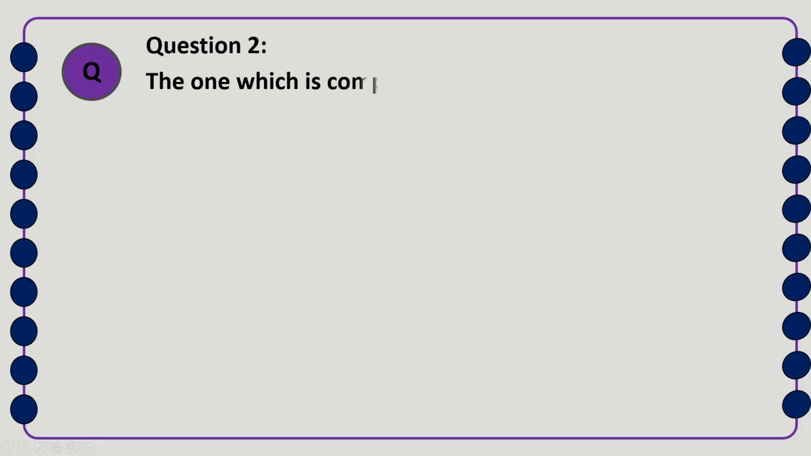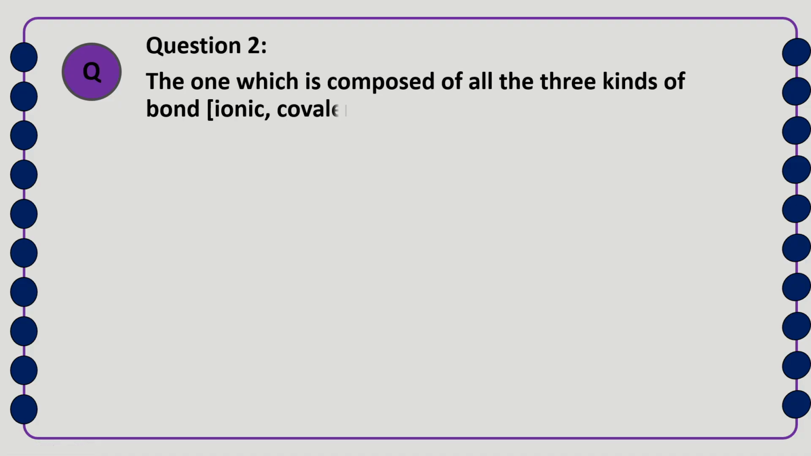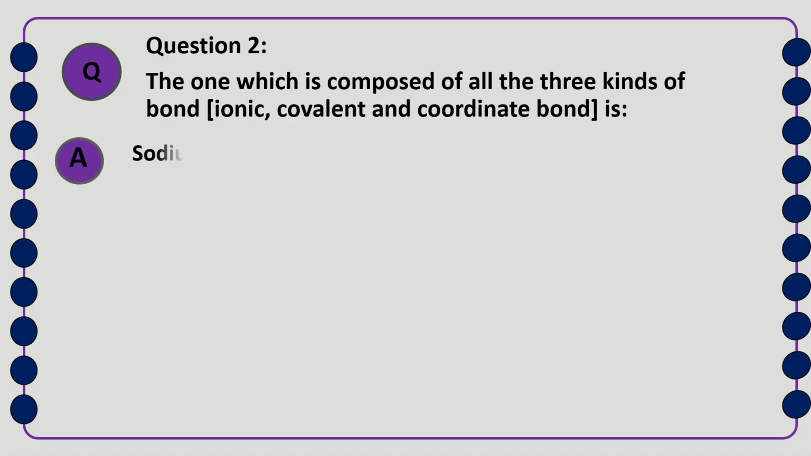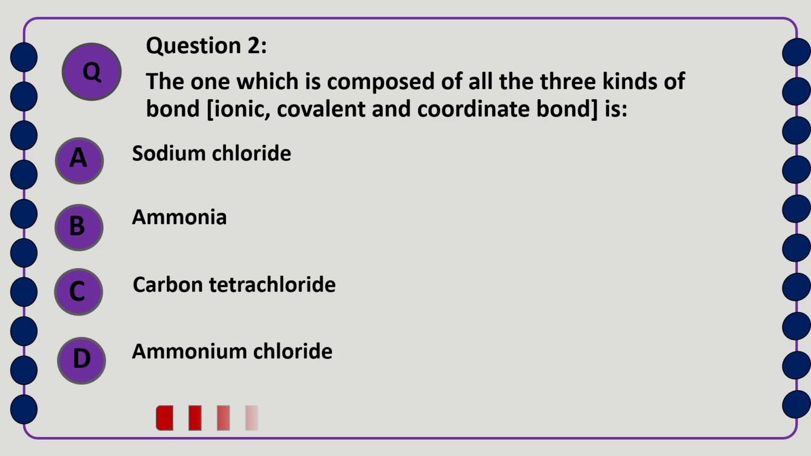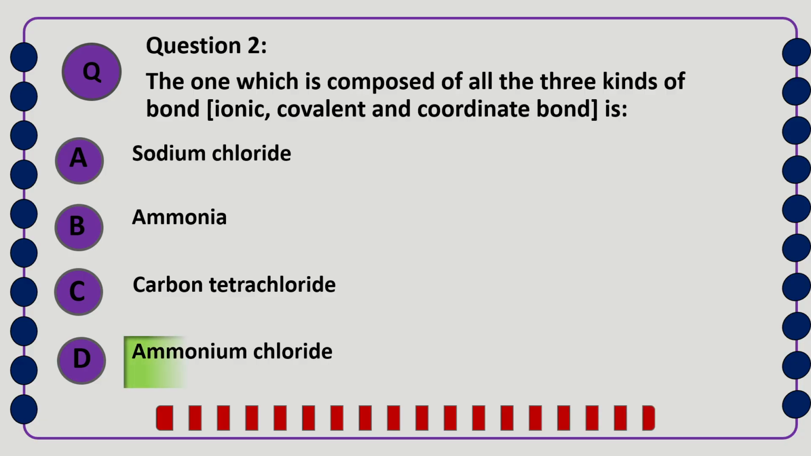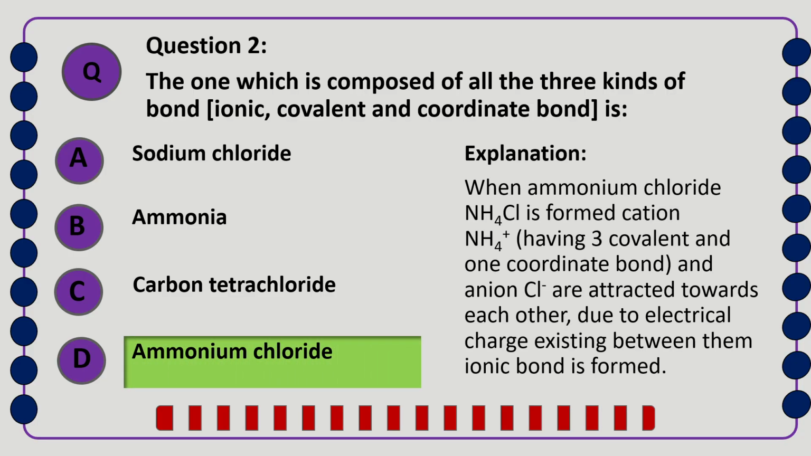Question number 2. The one which is composed of all the three kinds of bonds, ionic, covalent and coordinate bond, is sodium chloride, ammonia, carbon tetrachloride, ammonium chloride. The correct option is ammonium chloride.